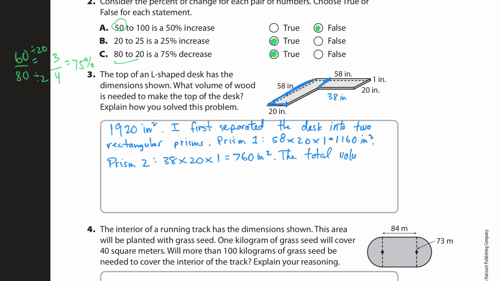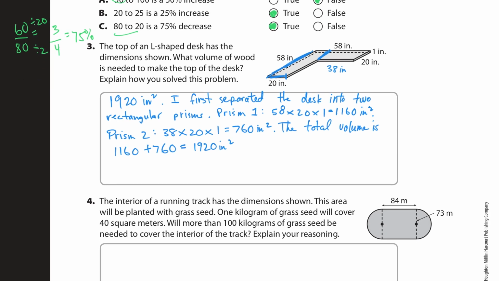So now the total volume is 1,160 plus 760, which is equal to 1,920 square inches.